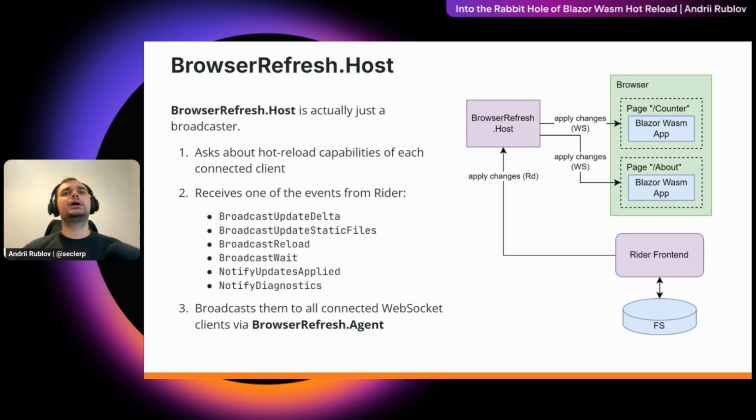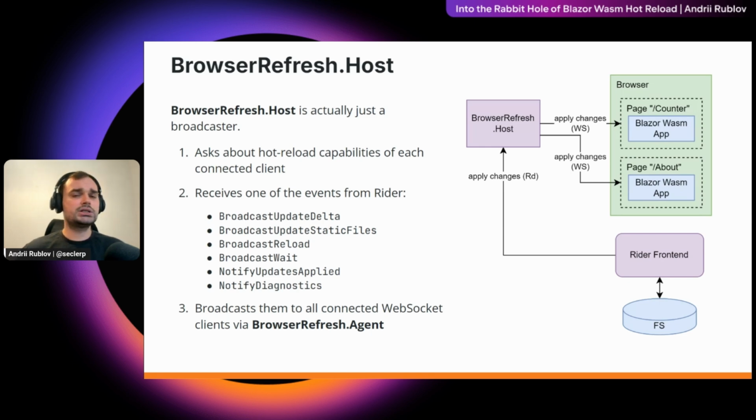And you may wonder why it was necessary to create a separate .NET process to implement this functionality. Why not just do it in the Rider frontend? The point is that Browser Refresh Host reuses logic from a library called Browser Refresh Agent, which is a part of the open source .NET Watch application. Since the Rider frontend is written in the Java stack using Kotlin and Java, in order not to rewrite the whole thing from scratch, it was decided to put the logic in a separate process, which also simplifies support when updating the .NET SDK version.